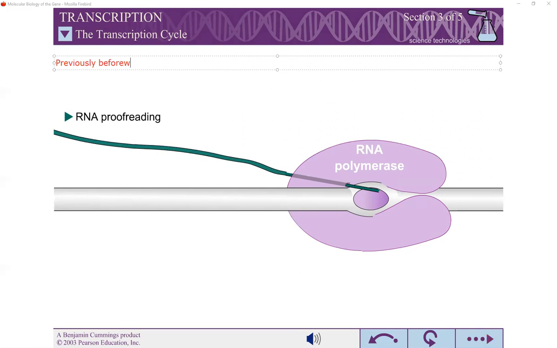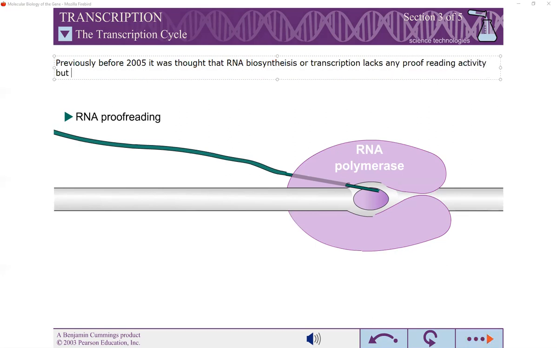Previously, before 2005, it was thought that RNA biosynthesis or transcription lacks any proofreading activity. This is important. Transcription lacks any proofreading activity.